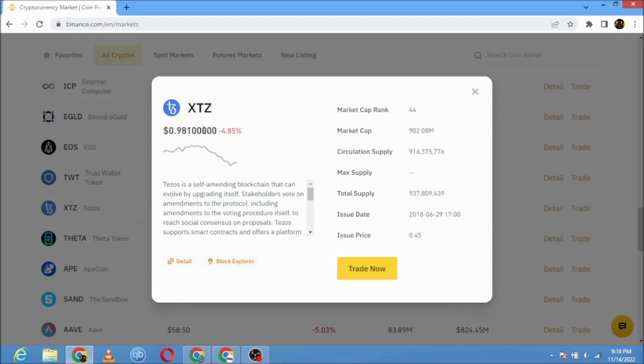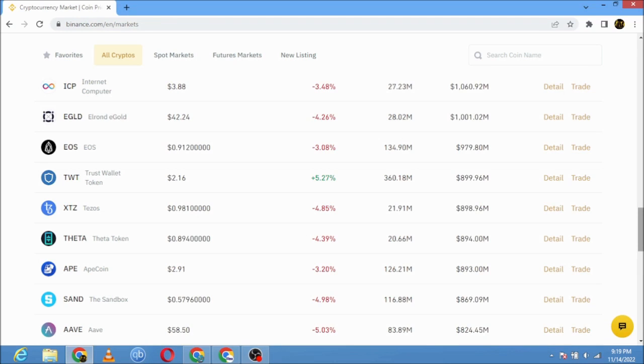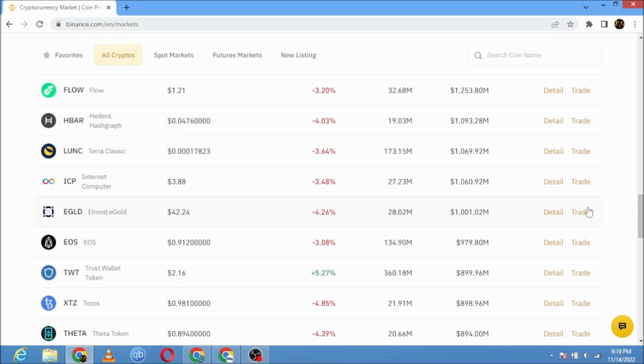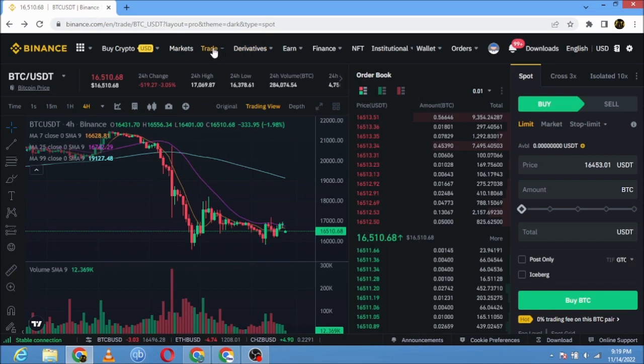This is Tezos. Tezos is a self-amending blockchain that can evolve by upgrading itself. The market cap, it's ranked number 44. Market cap is 902.08 million, circulating supply, and so many others and so forth. As you can see, if you want to trade that specific coin, you just click here and you trade that coin. So let's go to trading.